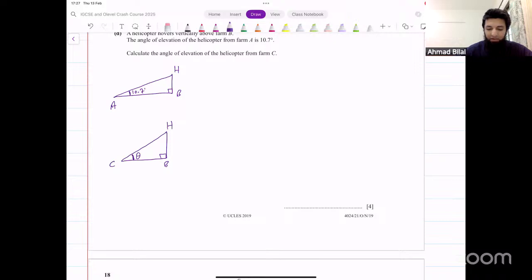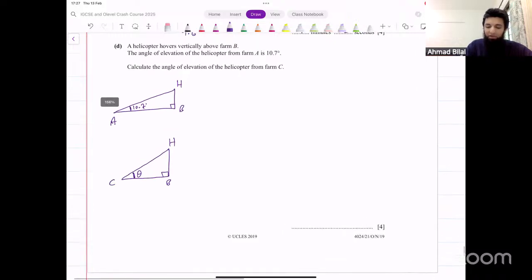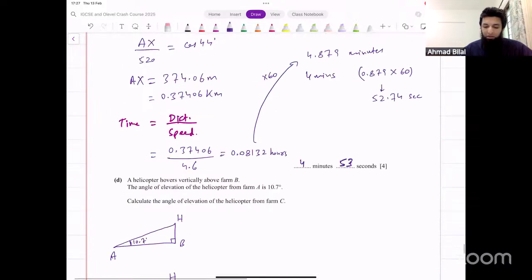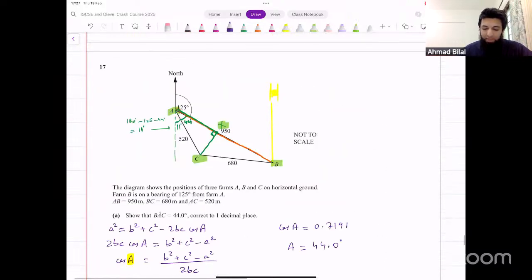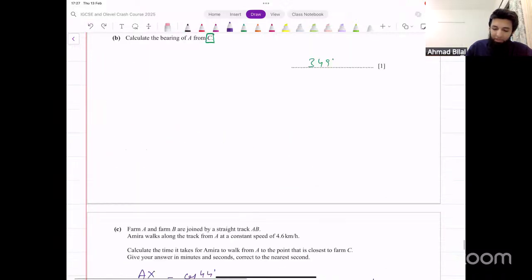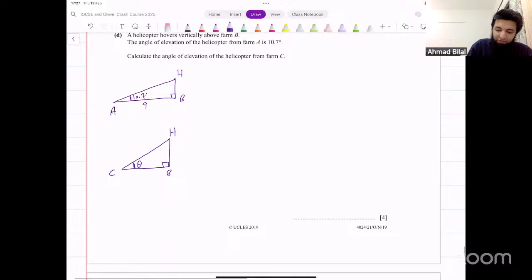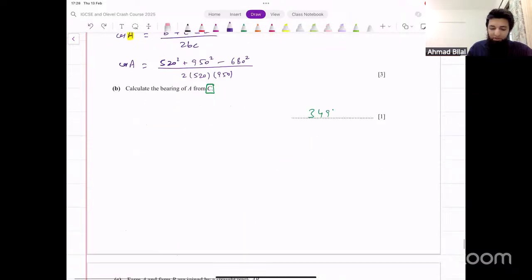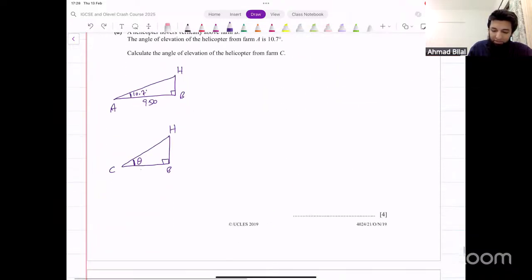So we have two right angle triangles because they're talking about angle of elevation from two different points. One point is A and the other point is C. You can make two right angle triangles like this and think using them now. Do we know the distance AB? Distance AB is 950. Let's mark that here as well. So in this triangle, we know that this distance is 950. We also know the distance BC, that is 680. We can use that here.